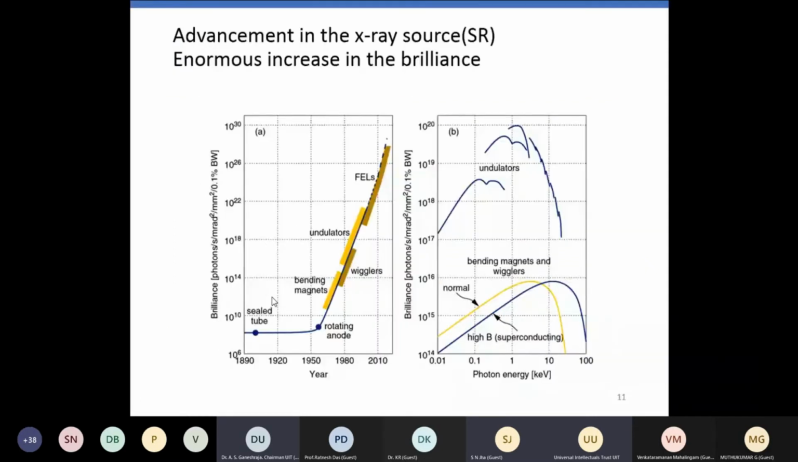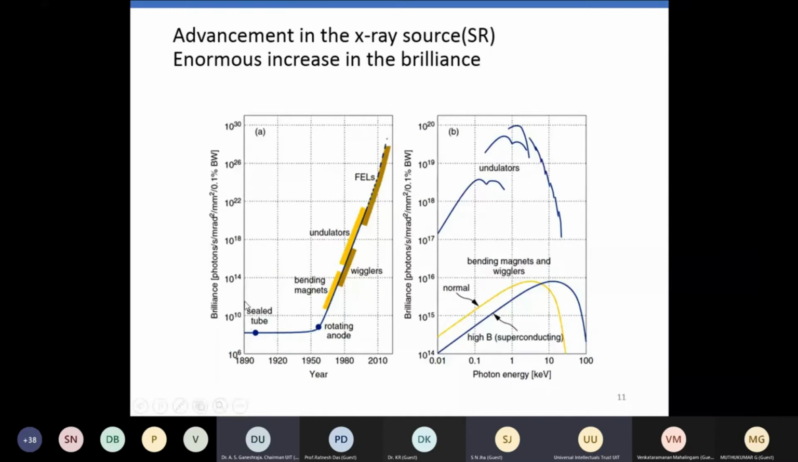Over the years, since 1890, when we had sealed tubes in the day of Röntgen, when X-ray was discovered, up to 1950 the brilliance level is almost constant. Then from 1960 onwards, when the rotating anode came, there is a slight enhancement in the brilliance. And when the first bending magnet source was fabricated, there was a 4 order of magnitude enhancement in the brilliance of the source over the sealed tube.